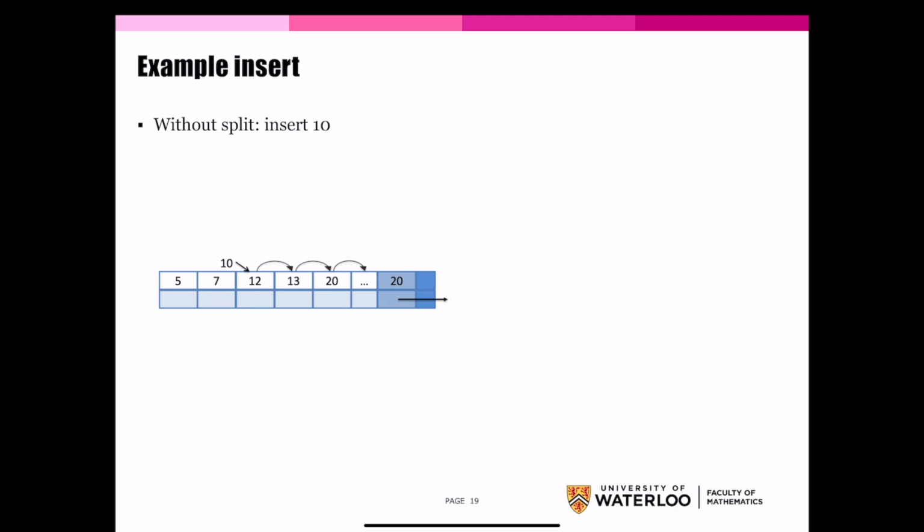In the example of without split, we insert 10. All keys higher than 10 are moved one slot to the right.